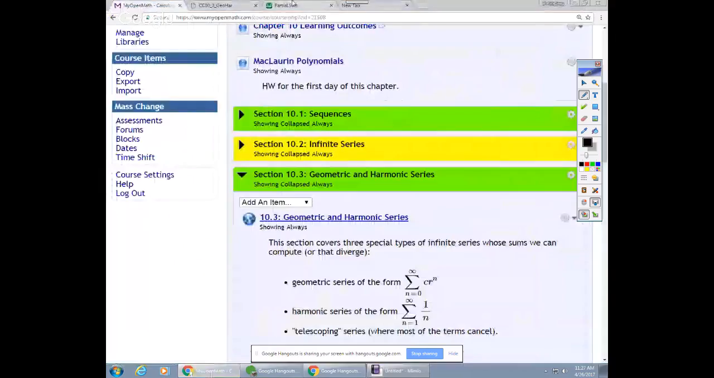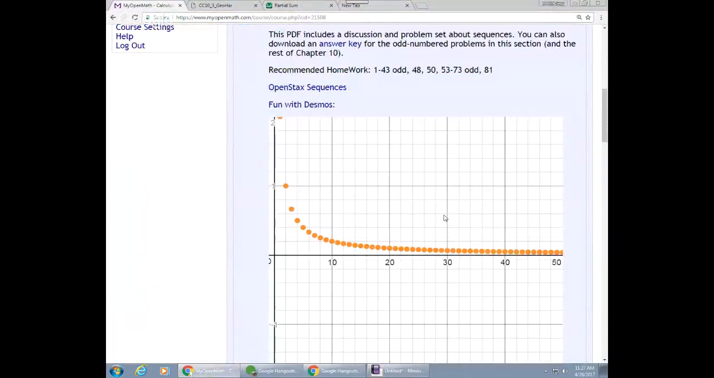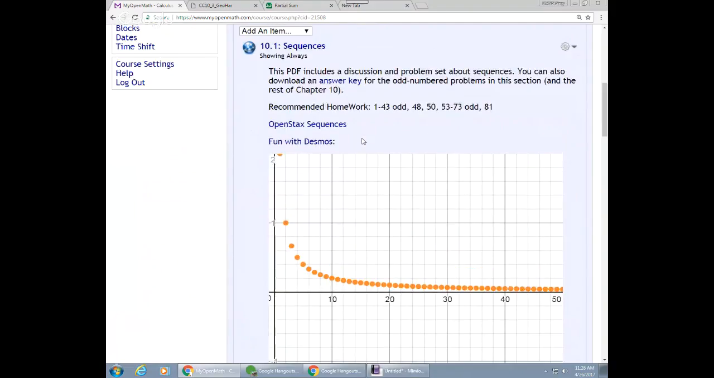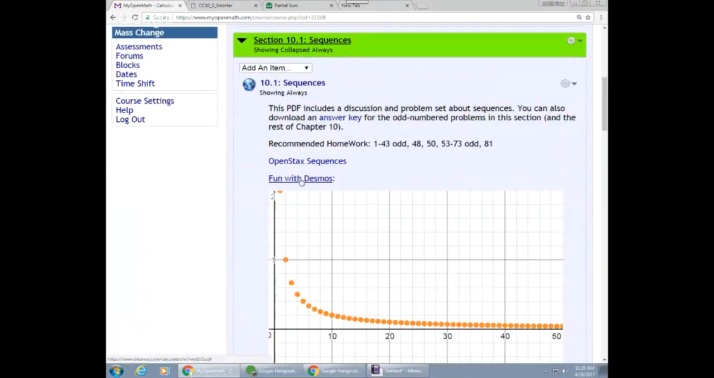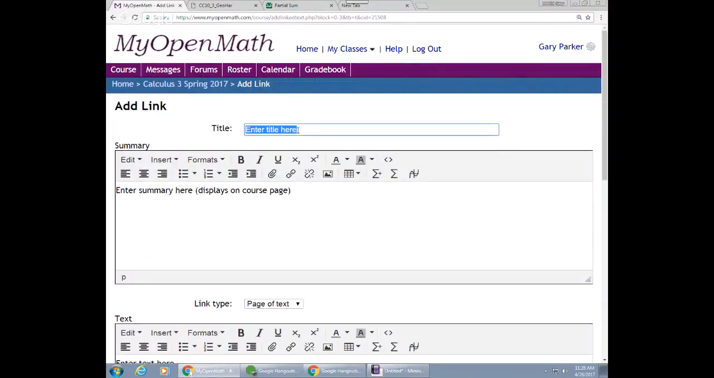Remember in MyOpenMath in section 1, I put a link to this Desmos tool you guys can play with that helps me plot series and sequences. Probably should put another link somewhere else. Let's steal that link and just stick it right in the top here somewhere. Add a link. Desmos sequence grapher.